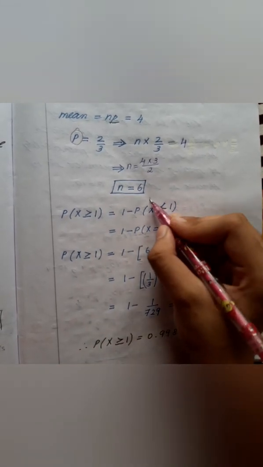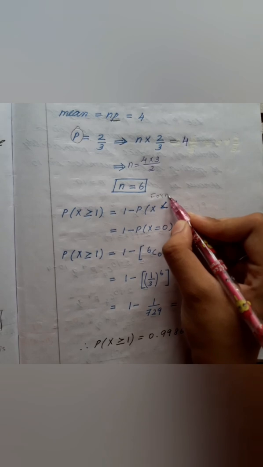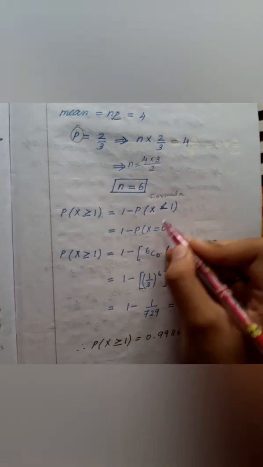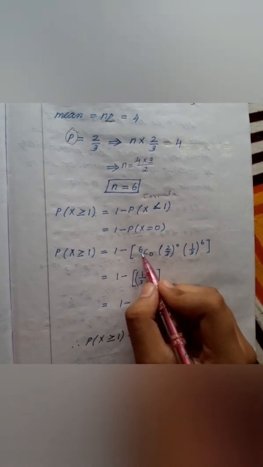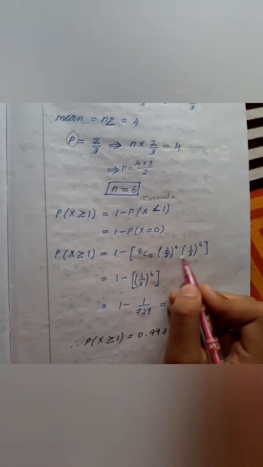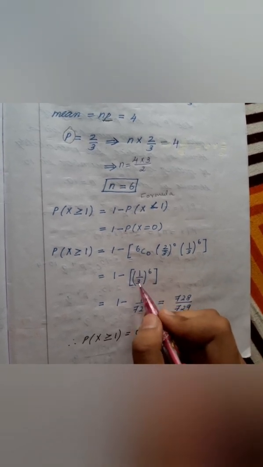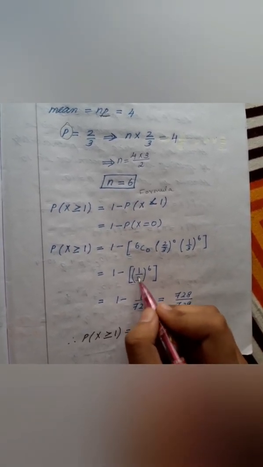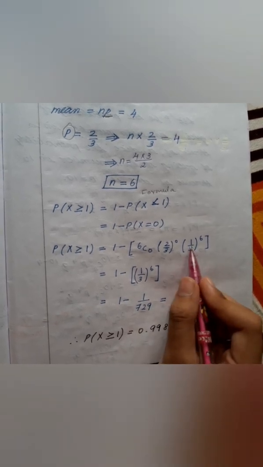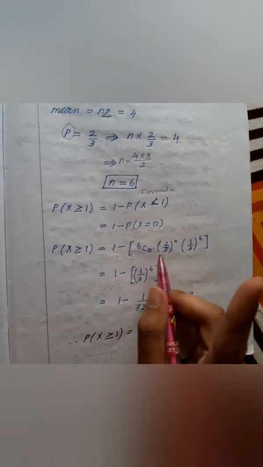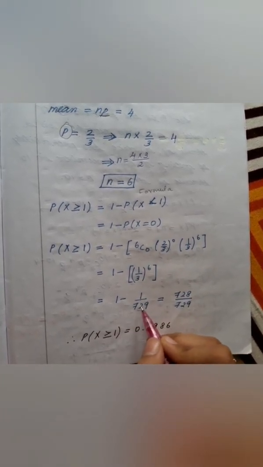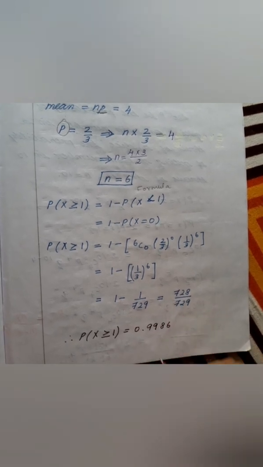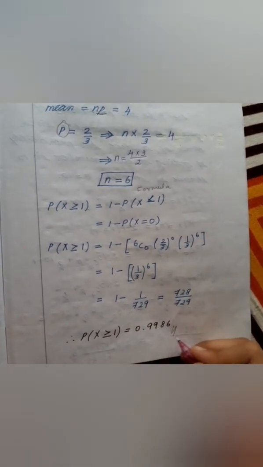What they have asked us to find is P of x greater than or equal to 1. So the formula is 1 minus P of x less than 1. Less than 1 is nothing but x is equal to 0. So we substitute 6C0, 2 by 3 the whole power 0, 1 by 3 the whole power 6. So it becomes 1, and 1 by 3 whole power 6 remains. So 1 minus 1 by 3 the whole power 6. 1 by 3 the whole power 6 is nothing but 1 divided by 729. After taking LCM and dividing further, the answer will be 0.9986.